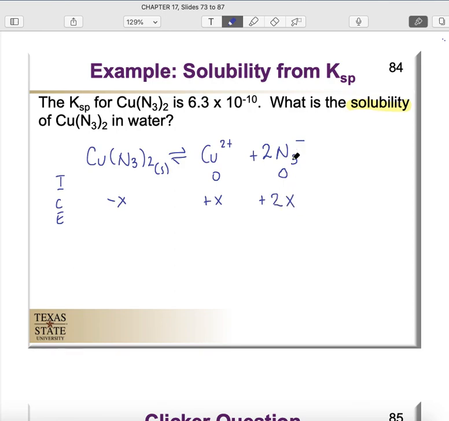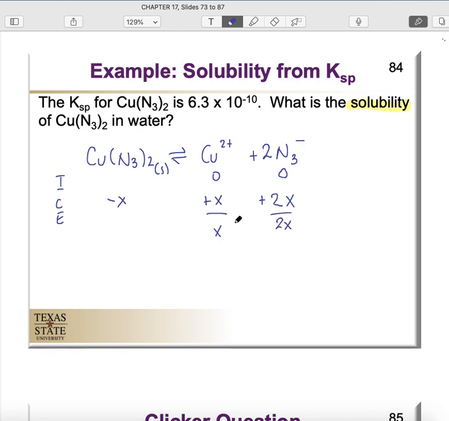2x for that A side because of the coefficient being a 2. For the equilibrium, we of course don't care for the copper A side because it's a solid. But for this guy, we're going to have 0 plus x, which is equal to x, 0 plus 2x, which is equal to 2x. So that right there is our ice chart.